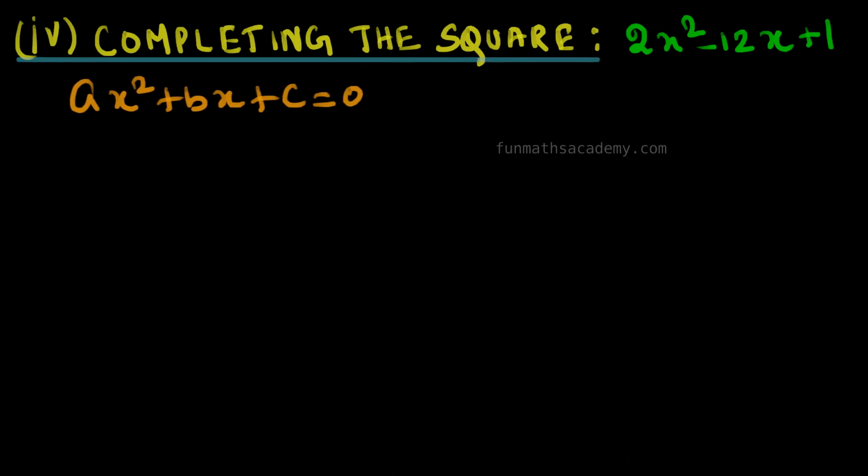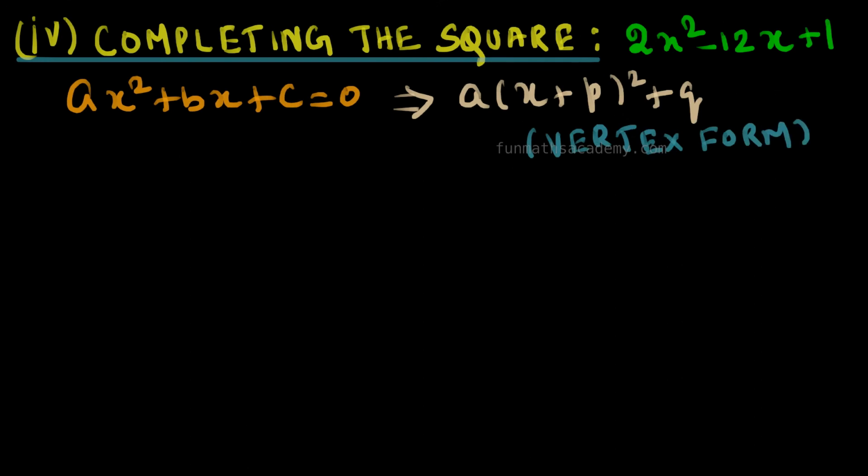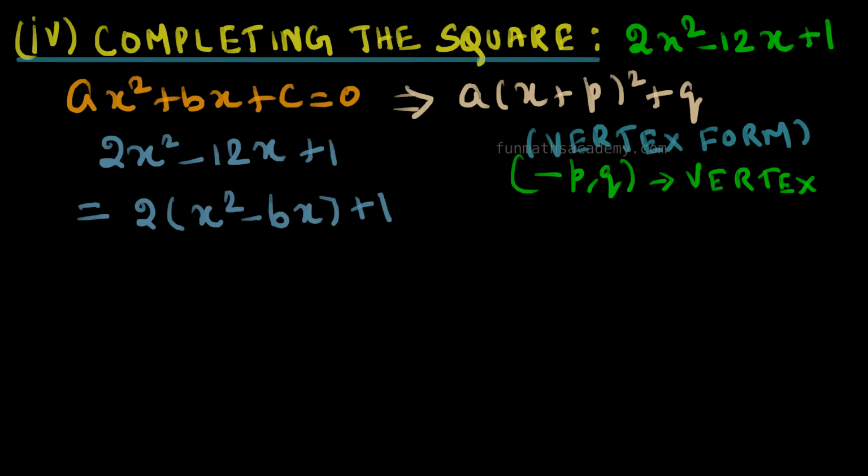Now the equation ax squared plus bx plus c equal to 0 is expressed in the form a into x plus p the whole square plus q. Here, p and q are constants. Minus p comma q is a coordinate point and this will be the vertex of the equation ax squared plus bx plus c. First, we should make the coefficient of x squared to be 1.